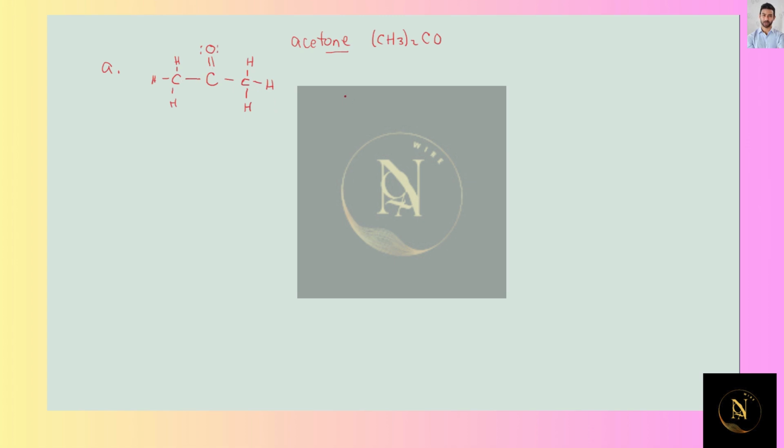Then we want the geometry at each carbon. So the central carbon here has 3 electron clouds around it. The bonds are electron clouds, and this double bond counts as 1 electron cloud. So there are 3 electron clouds, or 3 electron domains, you might hear it said, around the central atom. Therefore, the central carbon with its 3 electron domains is going to have a shape of trigonal planar.